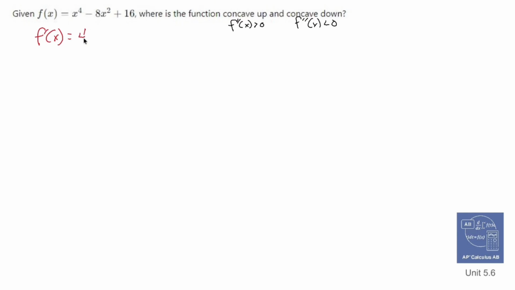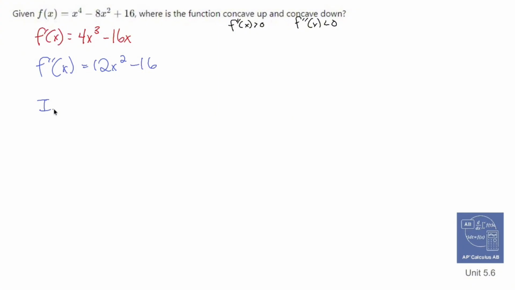Drop down the 4, 4x cubed. Drop down the 2, multiply it to negative 6, negative 12x. 16 becomes nothing. Okay, let's find the second derivative. f double prime of x is going to be 4 times 3, which is 12, x squared, and then minus 16. Ugh. This is going to be gross. That grunt means it's not going to be pretty at all.